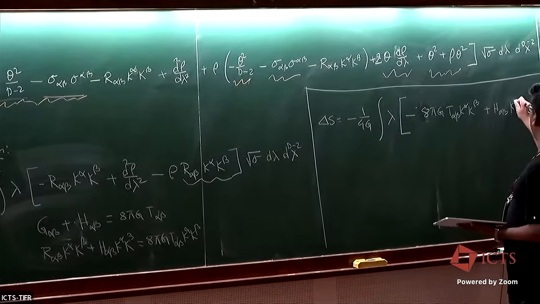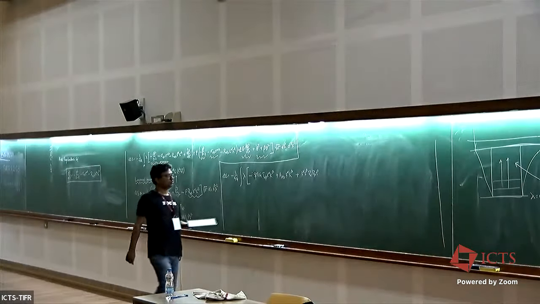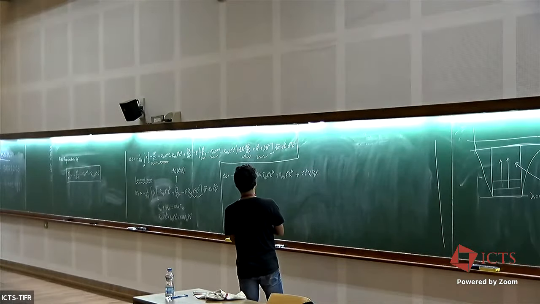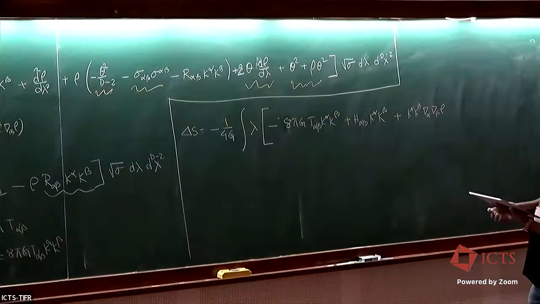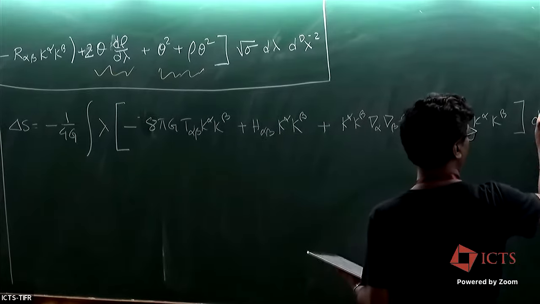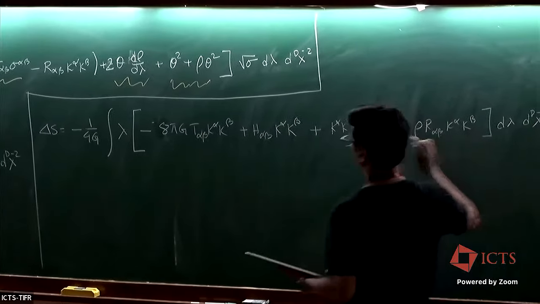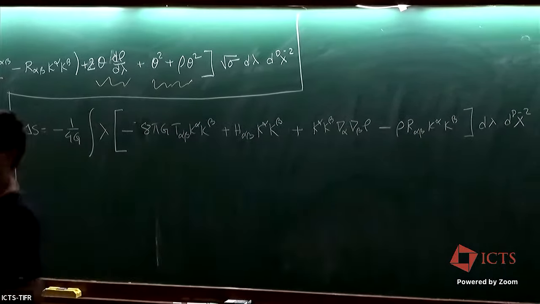This is not exactly this. This is only true for affine parameterization. Please check it. Because what is this object? This object is K alpha del alpha K beta del beta rho. Only for affine parameterization can I take the K out, and therefore I will have this object. Then what is the other term? That's all, right? Oh no, there is another term: minus rho R alpha beta K alpha K beta d lambda minus.